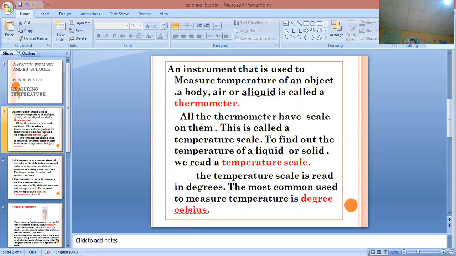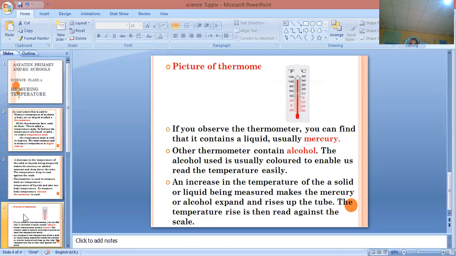We're going to see what a temperature scale is. A temperature scale is read in degrees. The most common unit used to measure temperature is degrees Celsius. Look at the picture of a thermometer. This is a thermometer, and it has a temperature scale. The temperature scale is the numbering on the thermometer. We use degrees Celsius.